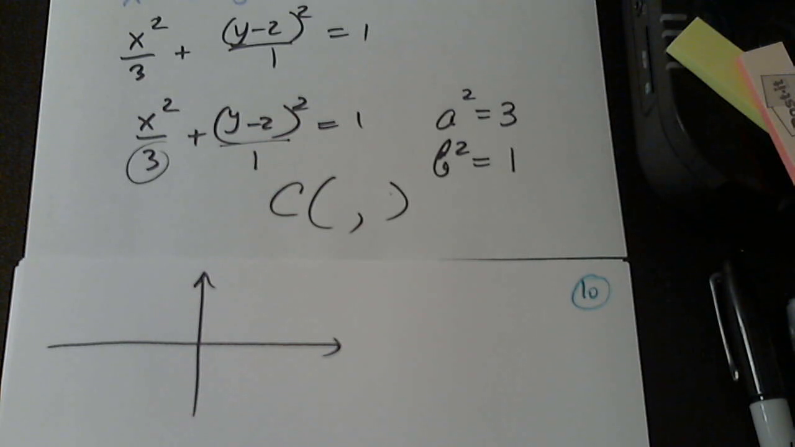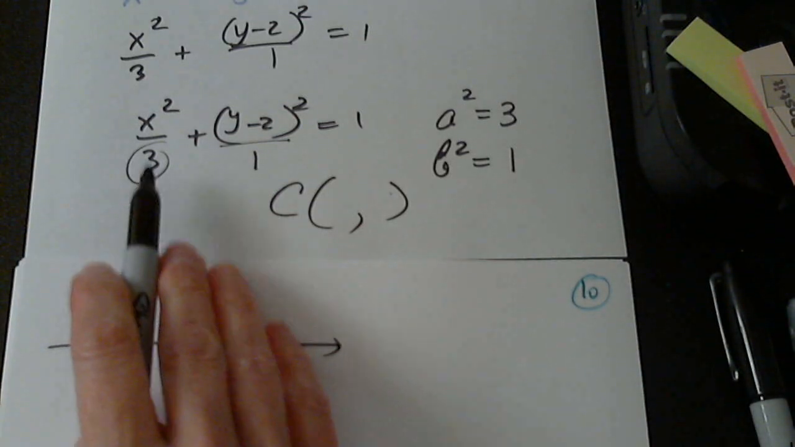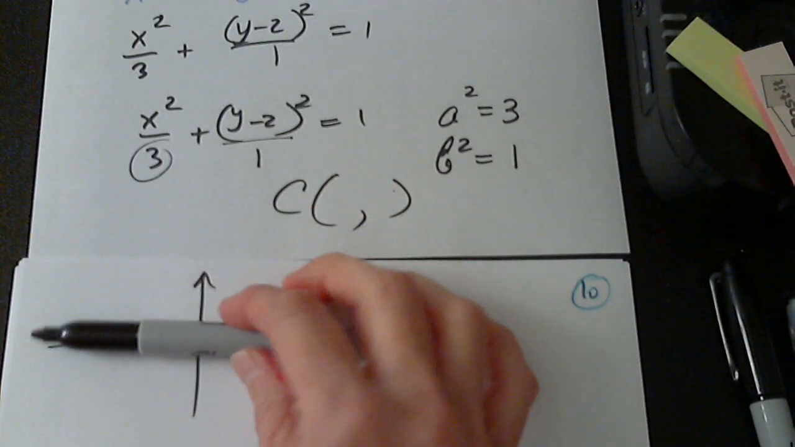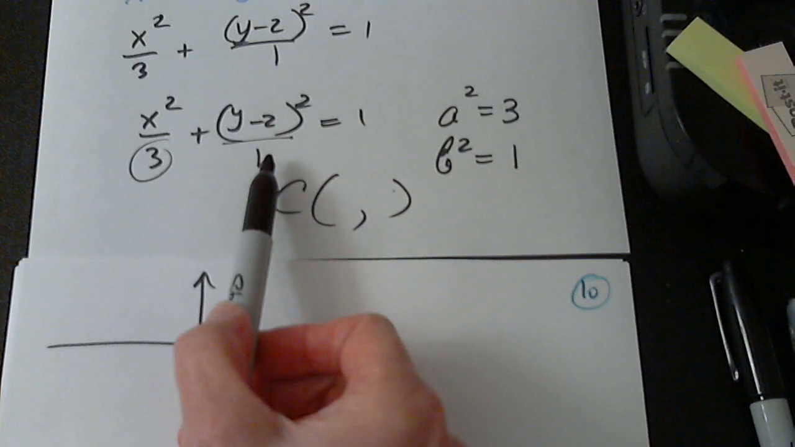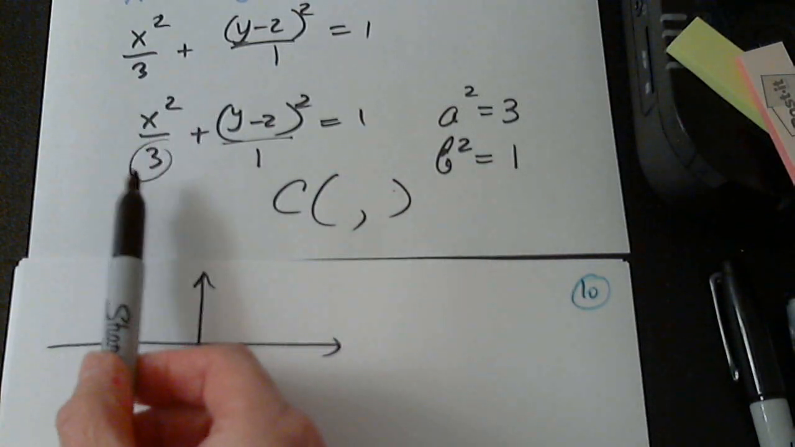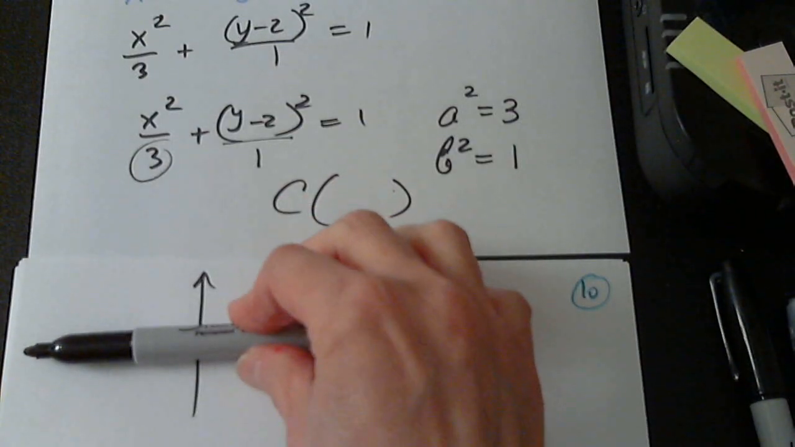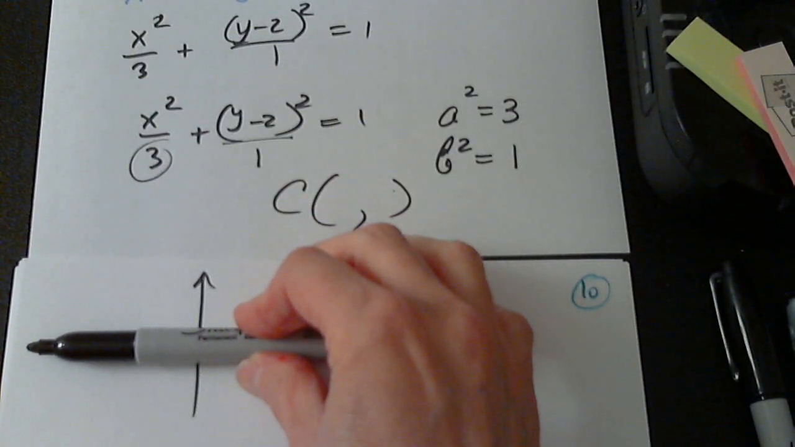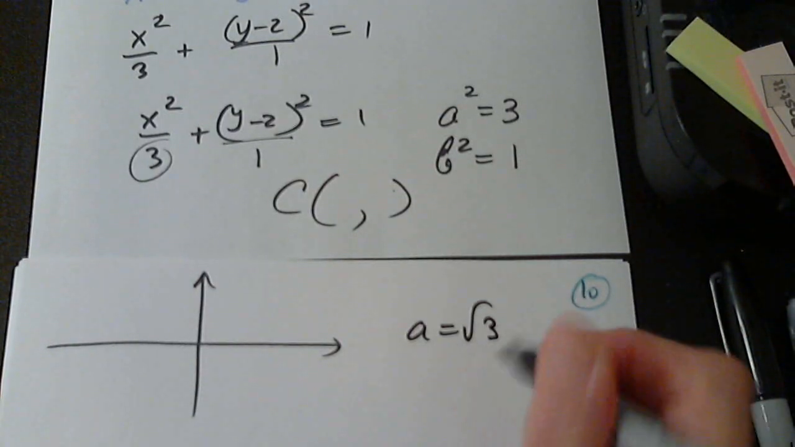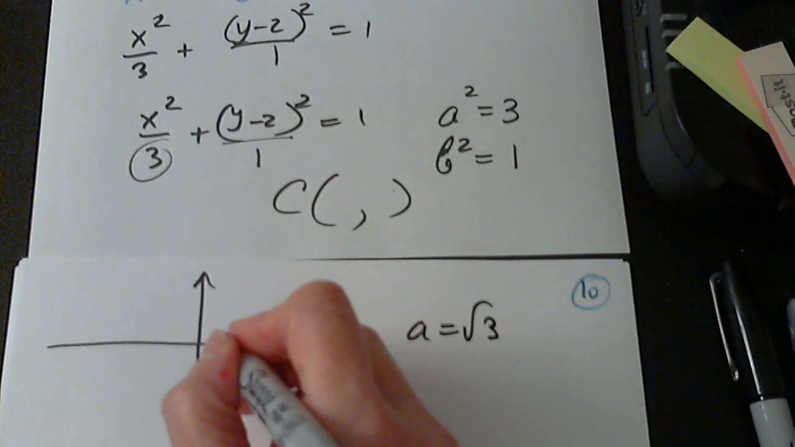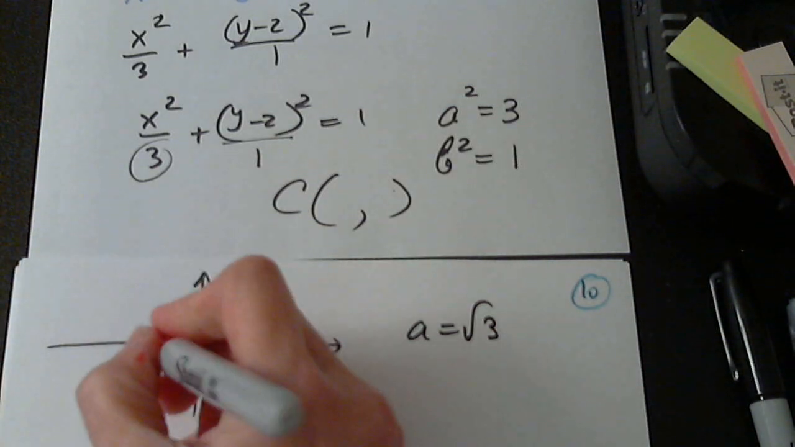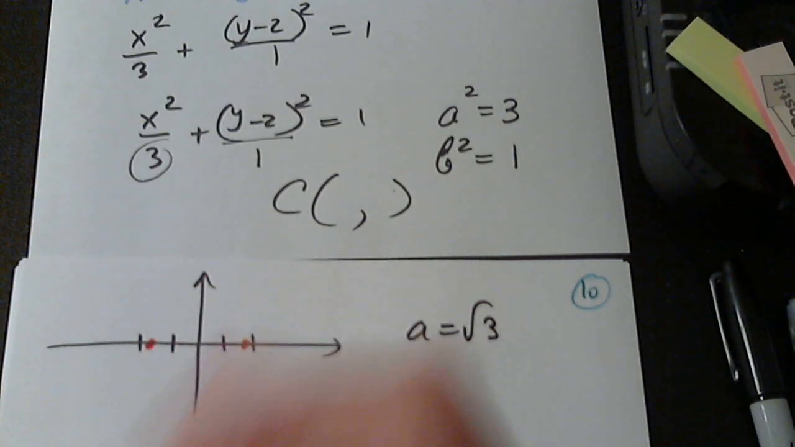Vertical? So if the bigger number is under x squared, it has to be horizontal. If the bigger number is under y squared, then it's vertical. Since the bigger number is under x squared, the major axis is horizontal. And a equals the square root of 3. So this is 1.7 something. So 1.7 here, 1.7 here.